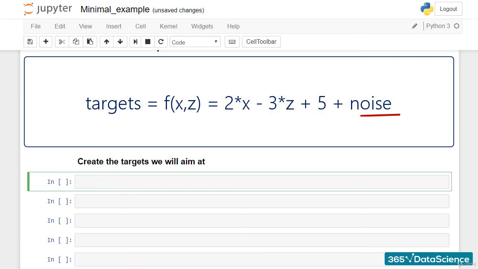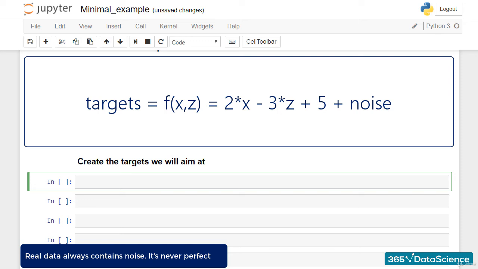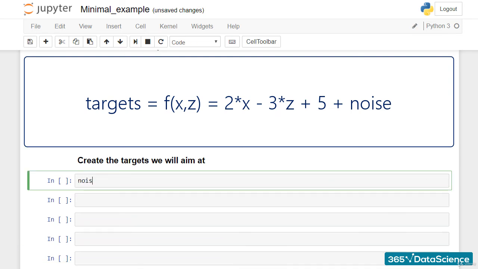You may be wondering about the noise. It is introduced to randomize our data a bit. Real data always contains noise. It's never perfect. Introducing some small noise will make the data a bit random, yet the underlying linear relationship will be retained. Let's declare the noise variable using the random.uniform method once again. I'll constrain it from -1 to +1, and its size will match the size of the x's and z's.